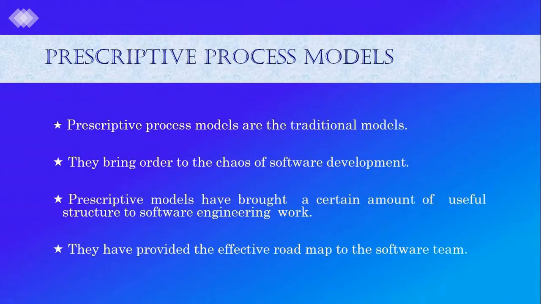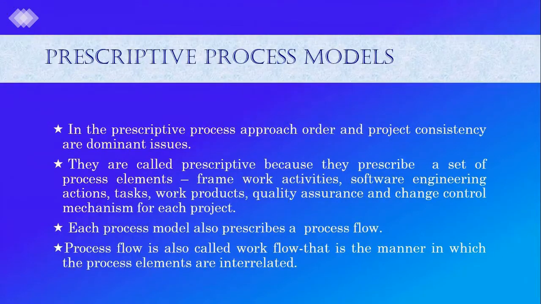History indicates that prescriptive process models are the traditional models. They bring order to the chaos of software development. Prescriptive models have brought a certain amount of useful structure to software engineering work. They have provided an effective roadmap to the software team. In the prescriptive process approach, order and project consistency are dominant issues.